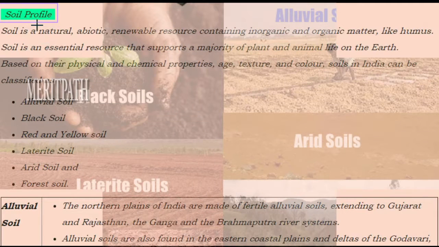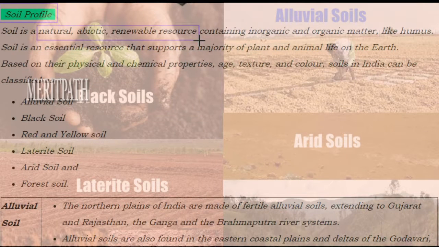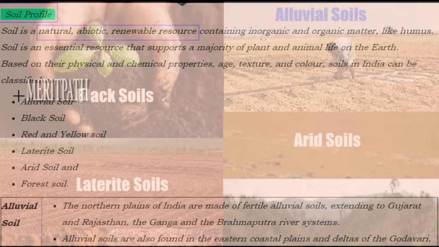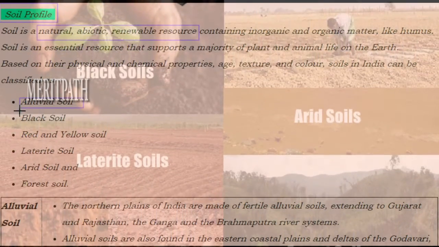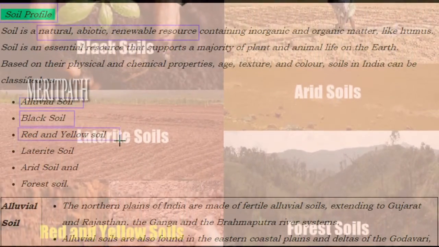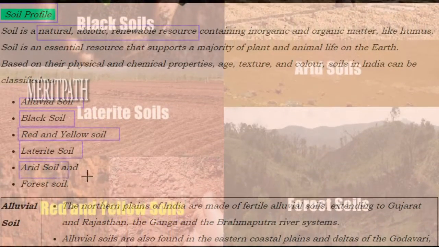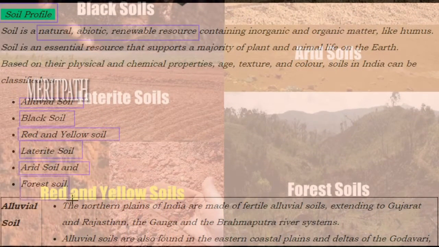Soil is a natural, abiotic, renewable resource containing inorganic and organic matter like humus. Soil is an essential resource that supports a majority of plant and animal life on the earth. Based on the physical and chemical properties, age, texture and color, soils in India can be classified as alluvial soil, black soil, red and yellow soil, laterite soil, arid soil, and last comes forest soil.